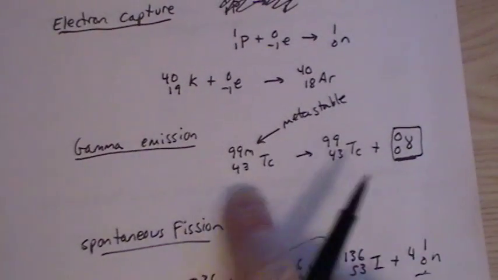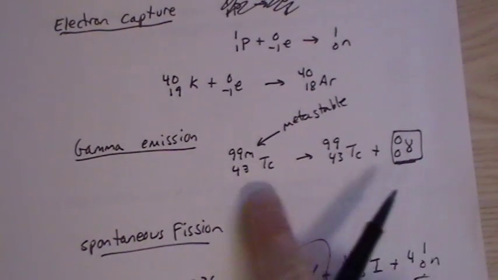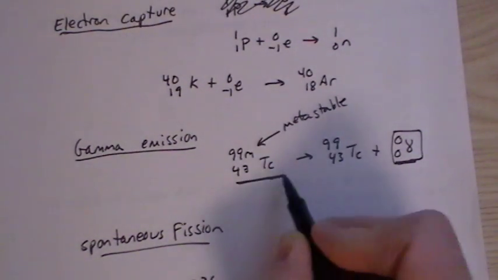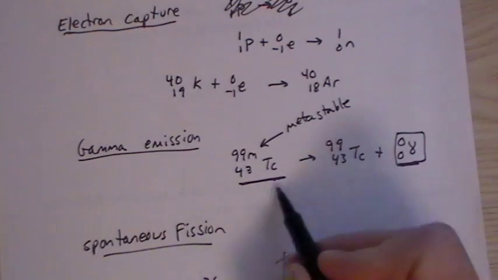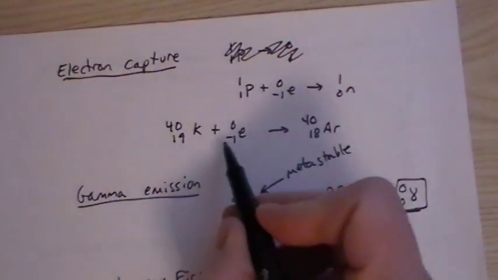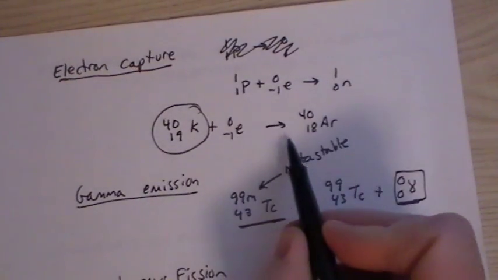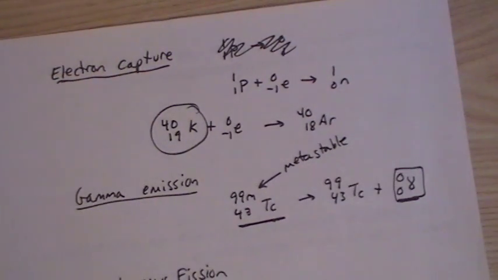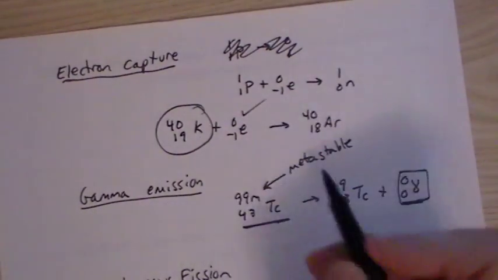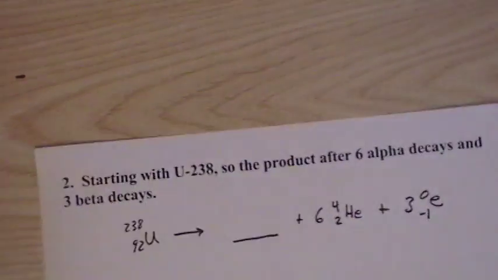But these other ones, definitely I can give you examples of. I can give you this species and ask you to tell me what the product is by gamma emission. Same thing here, I can give you just this species and ask you to write the equation for electron capture. So the other ones, definitely you can do that. As long as you know what the process is, you can easily complete the reaction.